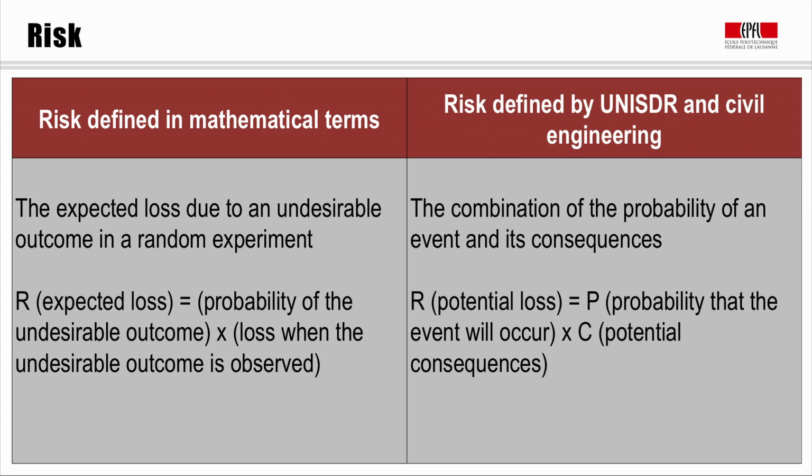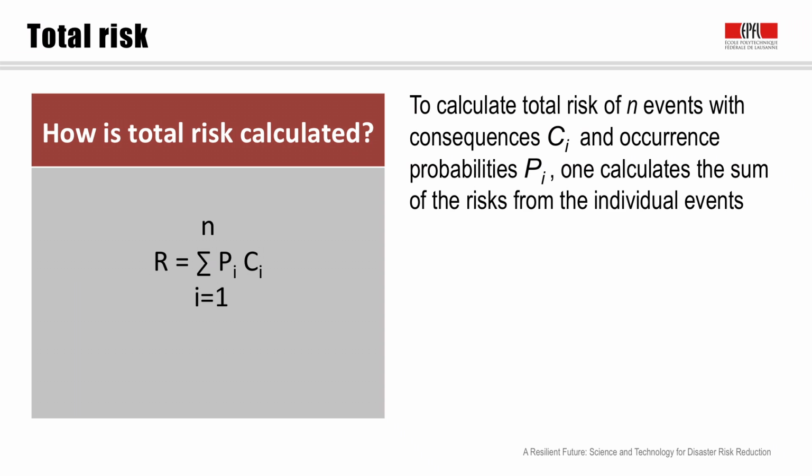Risk can be objectively defined so that two people can take the same data and come up with a similar result. Risk can be expressed in many ways, as long as it combines an event, usually an undesirable event, with a likelihood and its potential consequences. One can use the methods of science, engineering, and math in order to define risks. To calculate the total risk of n events with consequences Ci and occurrence probabilities Pi, we need to calculate the sum of the risks from the individual events.